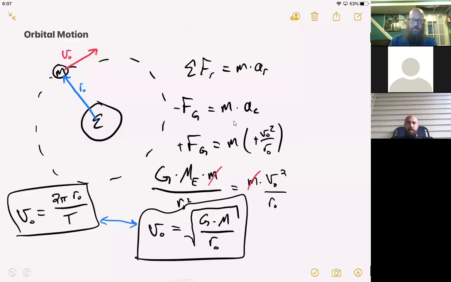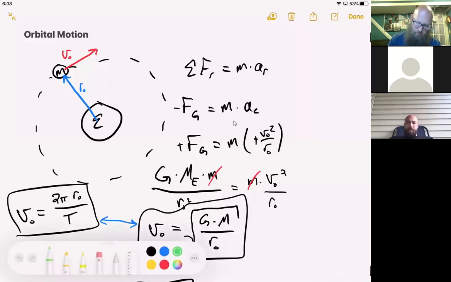For notation's sake, I try to use lowercase r for orbital distances and capital R for planet radii, if that makes sense. Okay, so I filled in Newton's second law here. The sum of the forces in the radial direction equals mass times the radial acceleration. But that's just, again, gravity is causing the acceleration. So gravity is the force, centripetal acceleration on the right. And you can use that to relate the orbital velocity to the mass of the Earth and the orbital radius of the moon.